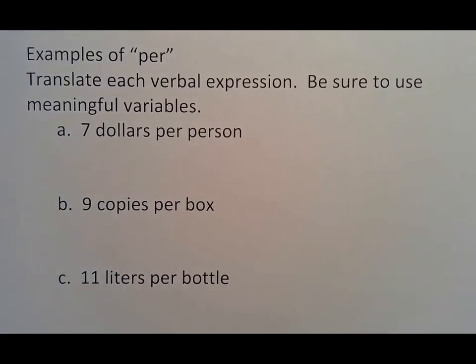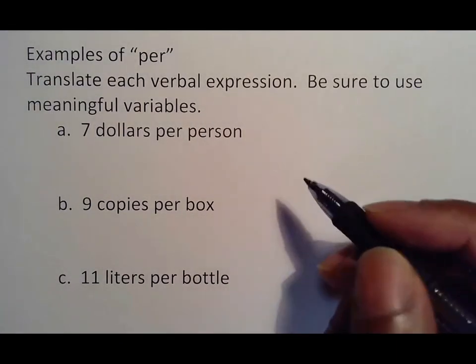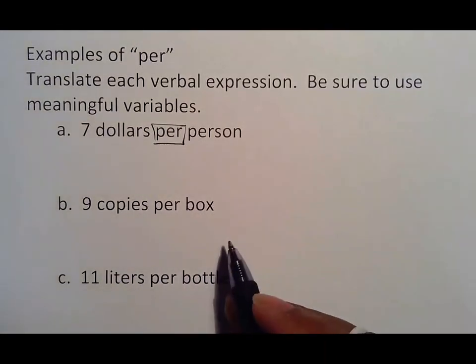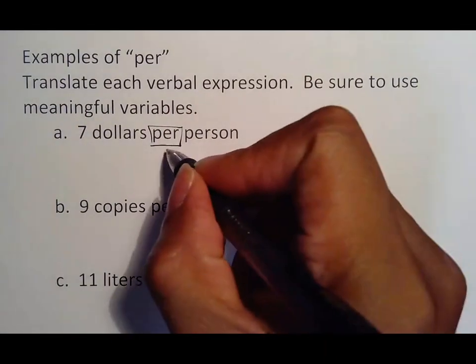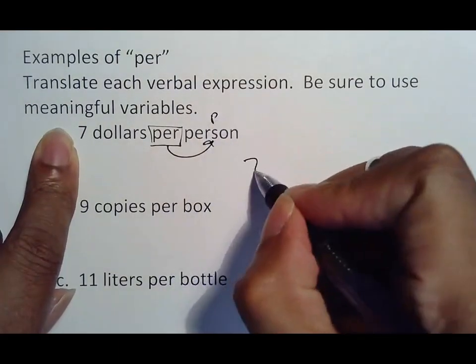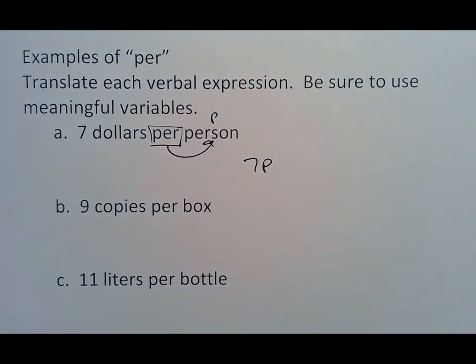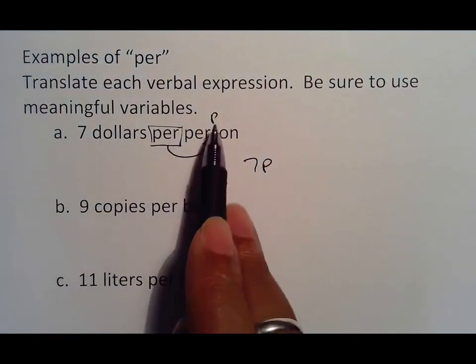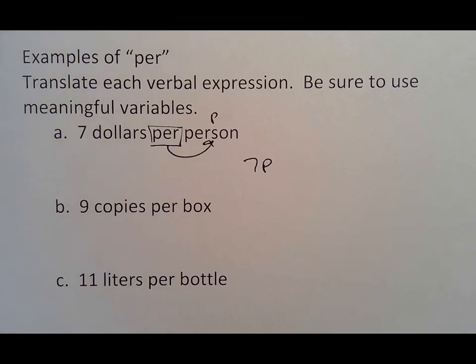So translating real fast for per, first off, $7 per person. What you want to recognize is that this is your multiplication word. It is per person, and so it's 7 times P, which would just be 7P. It's not 7D because it's $7, but again it's per person. So since it's per person, you put the P there.